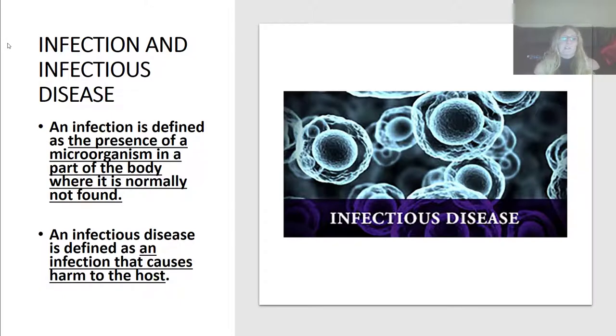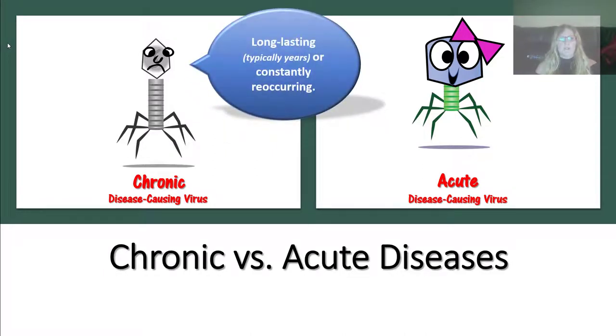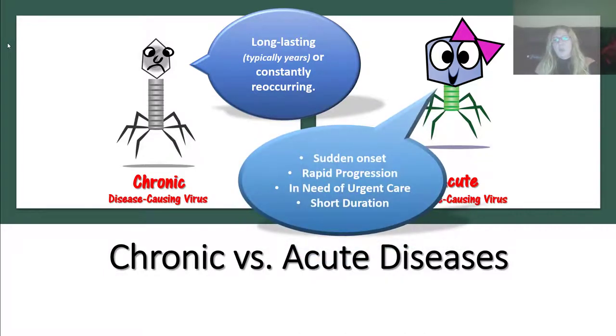So, let's now discuss infections and infectious disease. An infection is defined as the presence of a microorganism that is in a part of the body where it is not normally found. An infectious disease is defined as an infection that causes harm to the host. Okay. We have chronic diseases and we have acute diseases. I had a little bit of fun here. This is my chronic disease-causing virus, and my acute, because she's cute, disease-causing virus. Chronic diseases are long-lasting, typically years or even lifelong, or they are constantly reoccurring, whereas acute diseases have a sudden onset, rapid progression, short duration, and usually they are in need of urgent care.